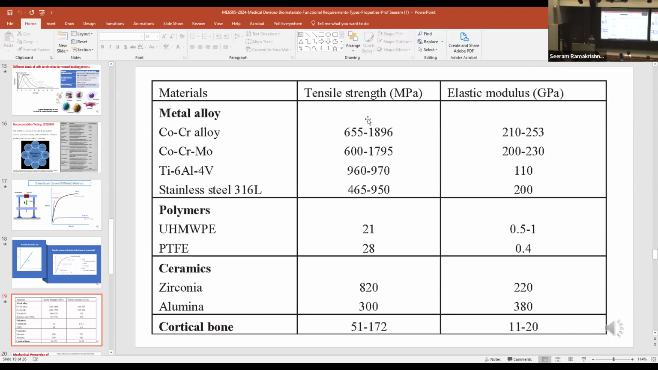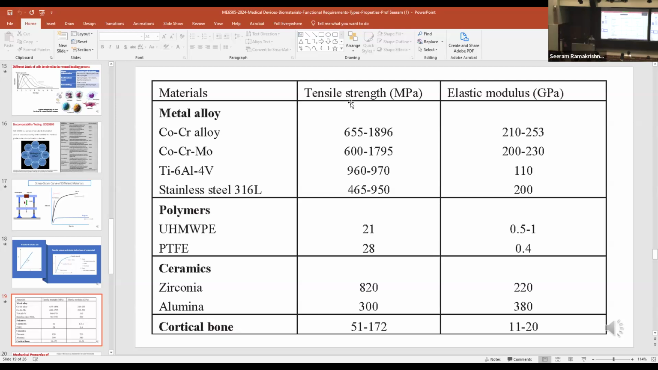Whereas the mechanical strength or tensile strength for metals is very high. It's anywhere from 600 to 2000 megapascals. And the polymers are weaker, but the polymers have their own function in a biomedical application. So now if you compare that with the cortical bone, it's basically the hardest part of your body. There are two things, the enamel on the teeth and the bone. These are the hardest parts in your body.